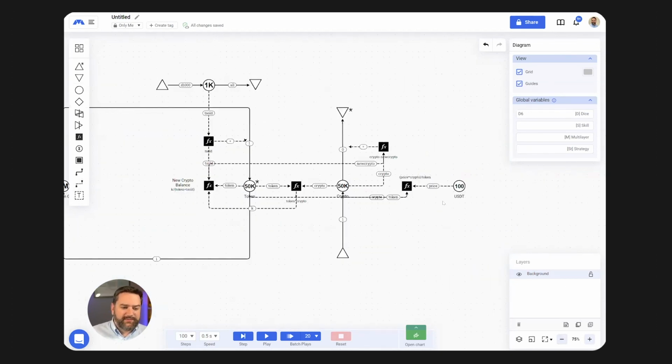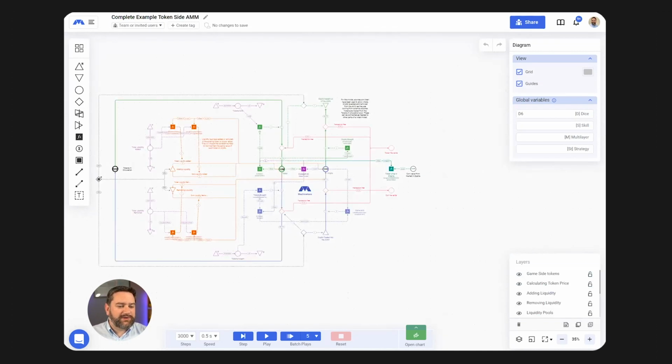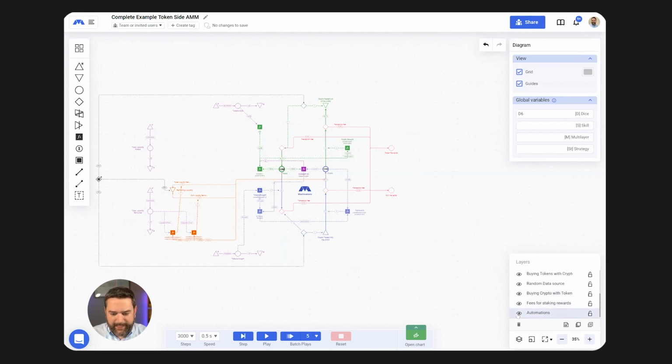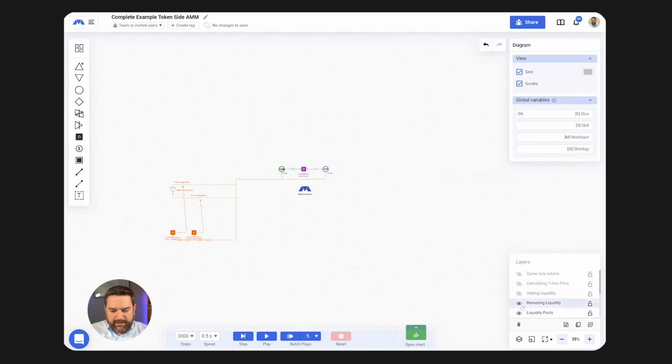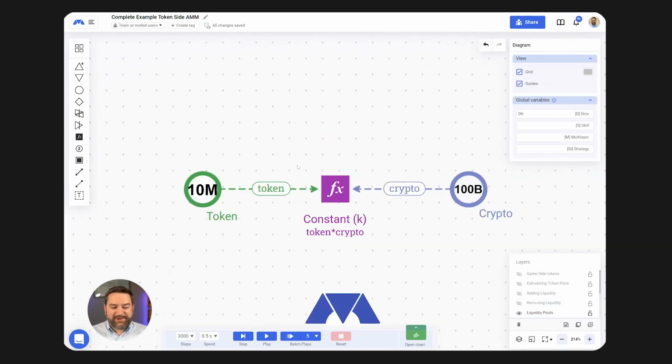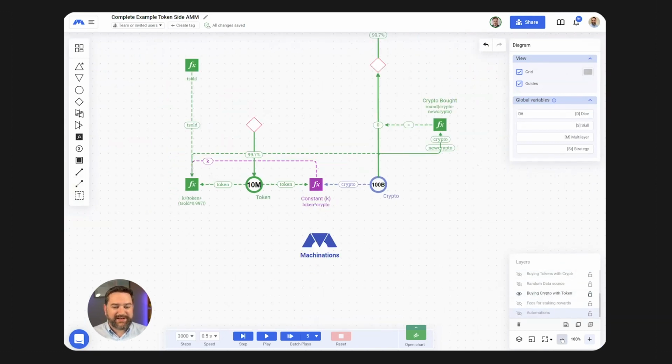So hopefully now we've seen one side of the AMM. I'm going to switch over to something slightly more complicated. Let me turn off some of these layers for a moment, just to get us to the same starting point. So here we are, here's our starting point. Same sort of configuration. We've got our token, we've got our crypto, we've got the same elements to it. Oh, let me add that one. So this is the side that we started off with.